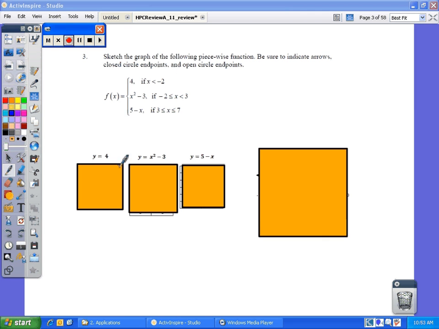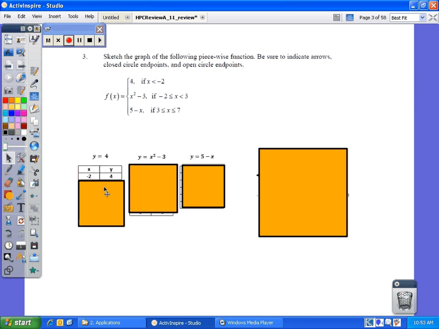So for my first piece, I have my first table where I start with -2. Because it's less than -2, I have to remember that -2 is not included. If it had been less than or equal to, it would be included. But I like to mark my table so that I don't forget when I graph, with a circle around the open point. And now I continue on and I put in some values. It doesn't matter what the values are as long as they're less than -2.